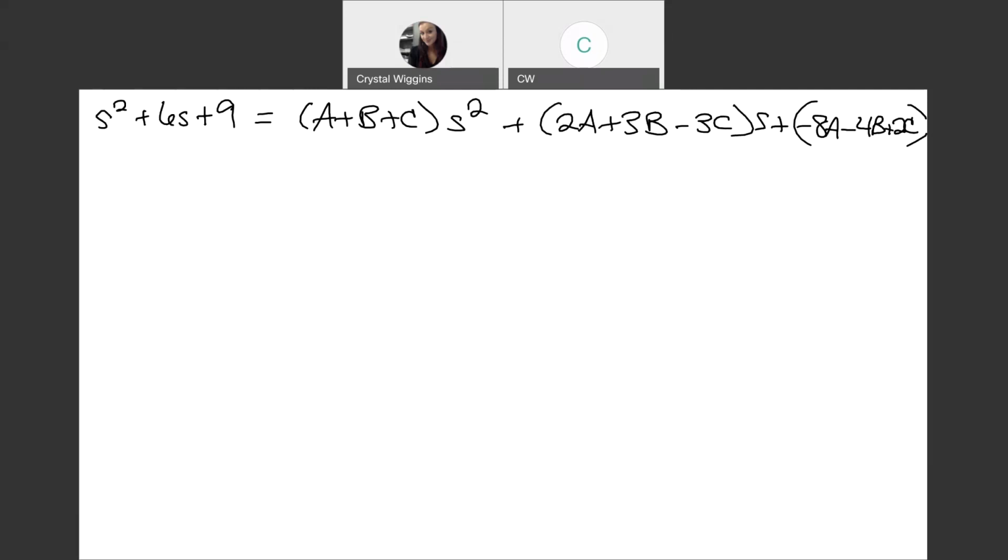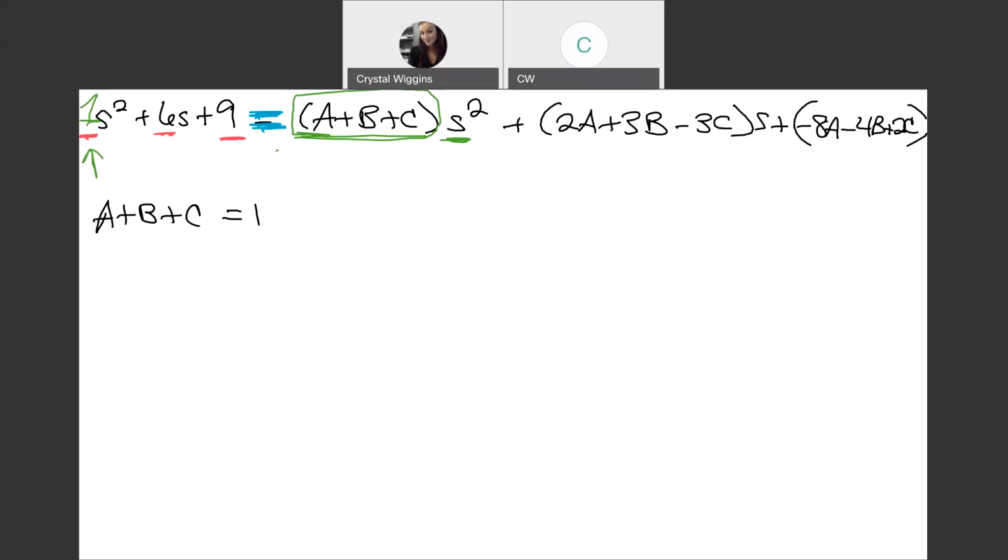Now, if we look at the left side of the equation, we see that there are coefficients to each one of these terms. Because we are equal, the s squared term's coefficient must be equal to the same value as the left side of the equal sign in order for the equal sign to hold. So a plus b plus c, the coefficient of s squared, needs to be equal to 1 because the coefficient on the left side is 1. So our first equation is a plus b plus c is equal to 1.